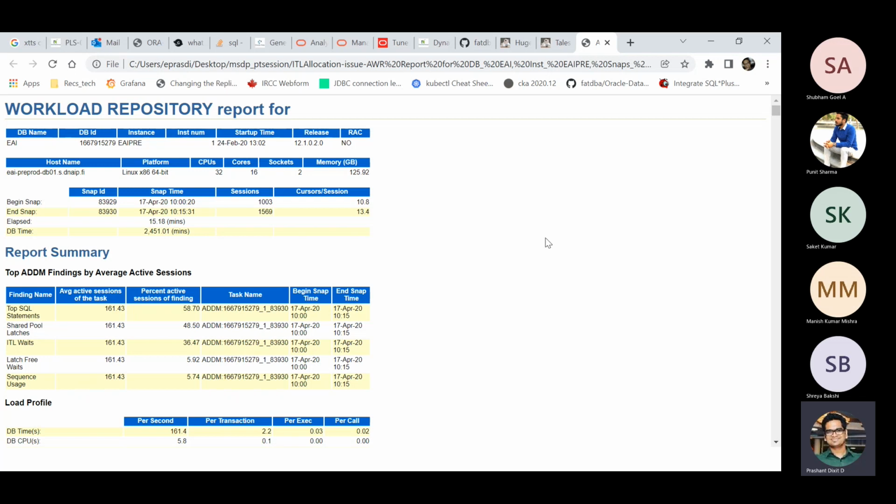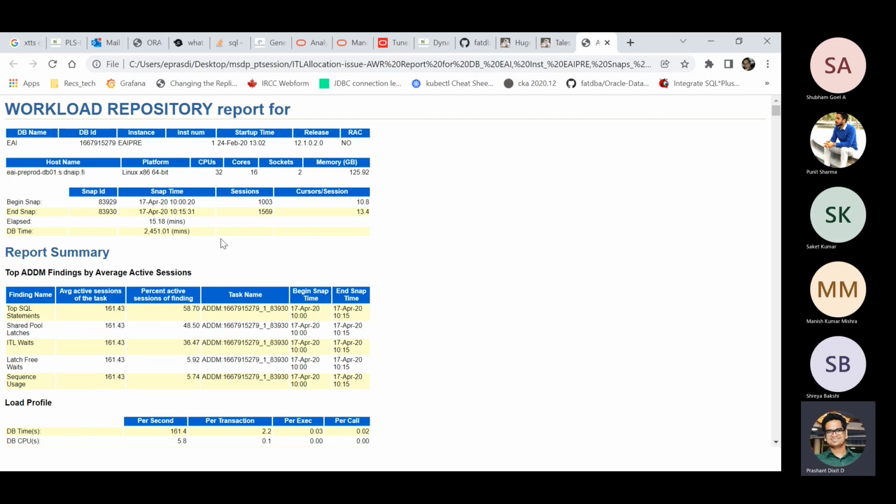This is the default view of the AWR report. That's the home page, the landing screen of the AWR report. It shows you a lot of information. First, it starts with the DB name, the DB ID, the instance name, its startup time, and whether it's a RAC or not.